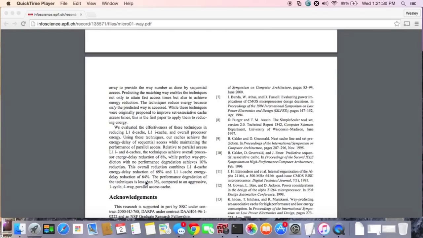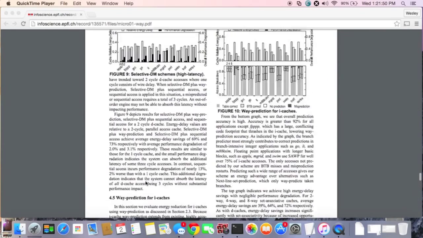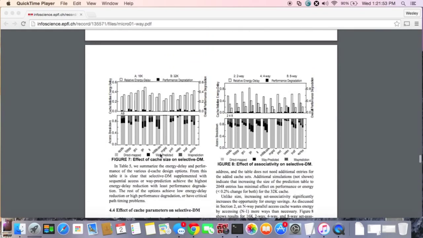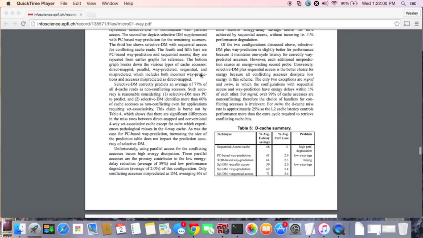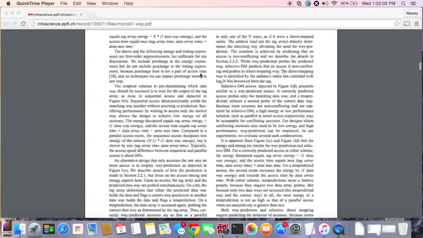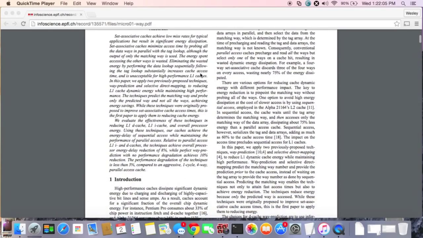That's because sometimes they did not predict the correct way, so they'll have to go back and choose a different way. Hopefully the data is sitting there in the second way, but if not, they're in trouble. So it takes a little bit longer sometimes than checking all the tags and checking all the data. In the end, they get 77% correct way prediction in the Dcache, which is pretty interesting. And I think that's all the figures I want to go over in this paper.